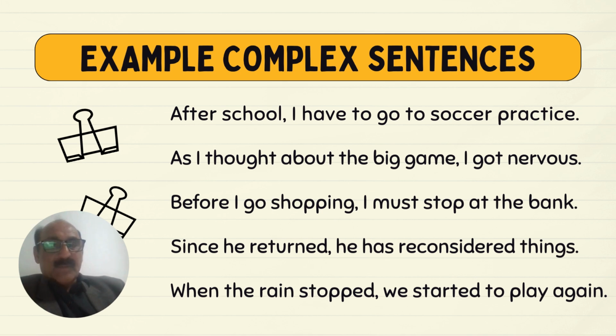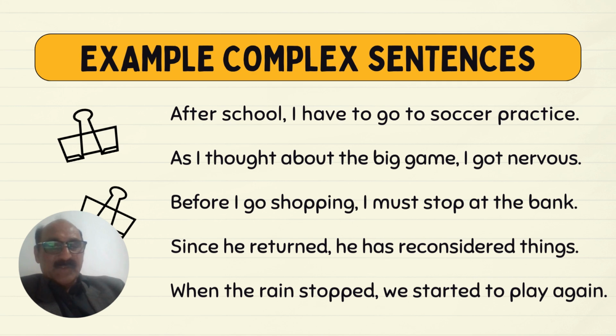Here are some examples of complex sentences. After school, I have to go to soccer practice. As you can see, the sentence starts with a dependent clause followed by a comma followed by an independent clause. Look at sentence 2. As I thought about the big game, I got nervous. Before I go shopping, I must stop at the bank.